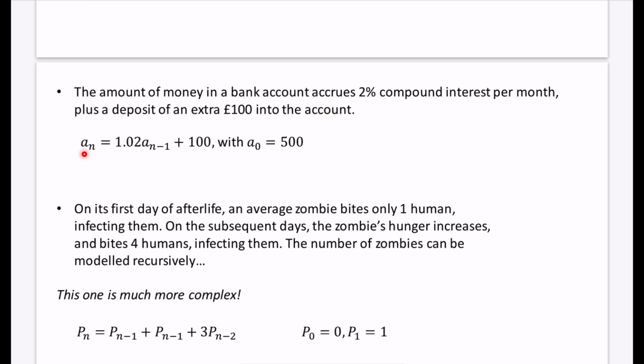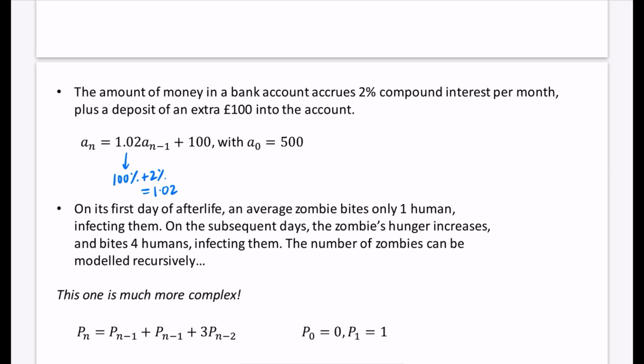So this means that the amount of money in the bank account, I've used A this time, is 1.02 times the amount of money there in the previous month, plus £100. So it's 1.02 because 1.02 is 100% plus the 2% interest. As a decimal, that is 1.02. So we're taking the amount of money, increasing it by 2%, and also adding on £100.